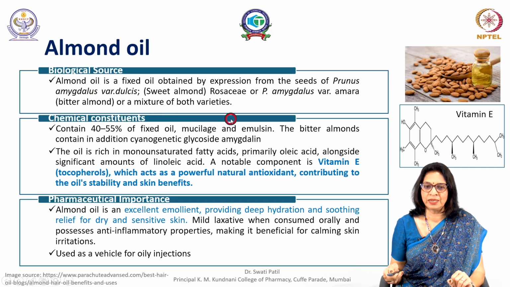It also contains mucilage and an emulsin, and the bitter almond contains an additional cyanogenetic glycoside called amygdalin. So, the toxicity is because of large exposure to amygdalin. The oil is rich in monounsaturated fatty acids, primarily oleic acid, along with a significant amount of linoleic acid. A notable component, vitamin E, which is tocopherol, makes it a powerful antioxidant, contributing to the oil's stability and use in skin benefits, in hair formulations.